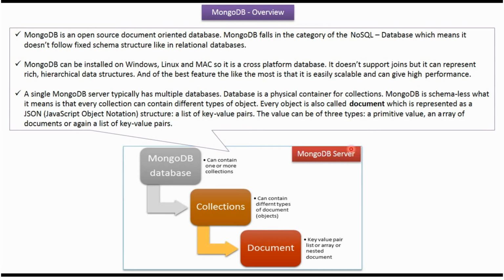Here you can see the MongoDB server. A single MongoDB server can contain multiple databases, and a database can contain one or more collections, and each collection can contain different types of documents. A document is also called an object, and a document is represented as a JSON structure, which is a list of key value pairs, and a value can be of three types: a primitive value, or an array of documents, or again a list of key value pairs.